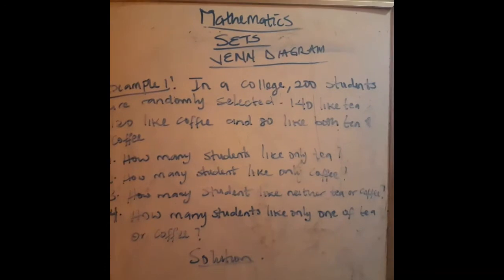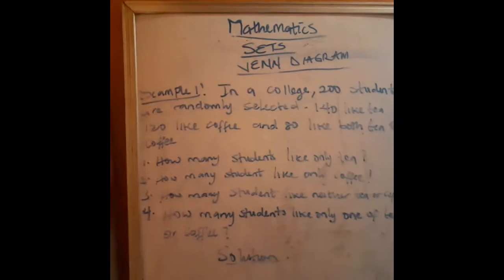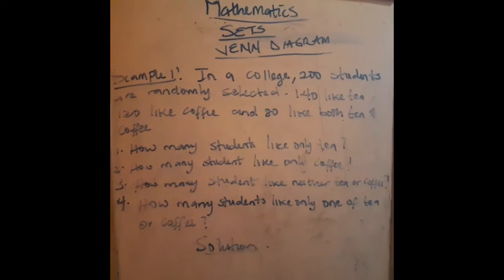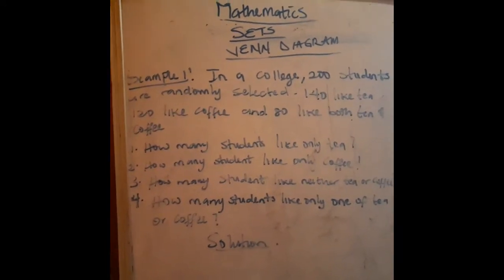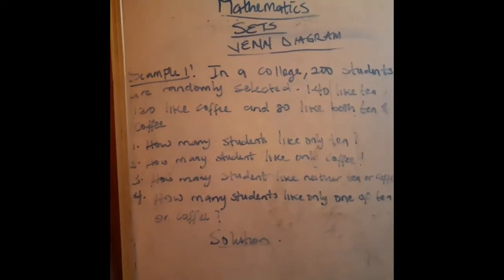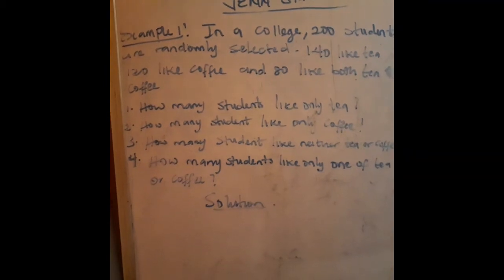So the question says, in a college, 200 students are randomly selected. 140 students like tea, 120 students like coffee, and 80 students like both tea and coffee. How many students like only tea? How many students like only coffee? How many students like neither tea nor coffee? And how many students like only one of tea or coffee?